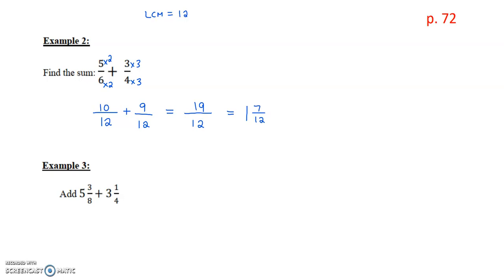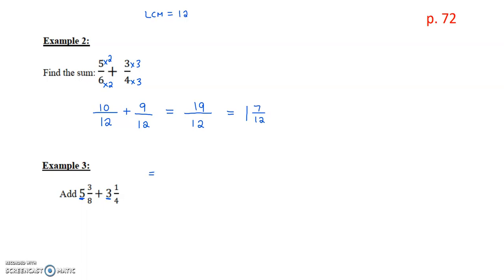Example 3, we now have mixed numbers. So how do we tackle mixed numbers? There's a couple ways, of course, but the easiest way for us today is to not worry about the whole numbers, but to change the fractional portion. So we're going to hold this 5 and this 3, and we're going to add them either in our mind or on paper.